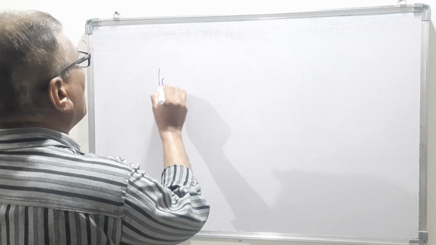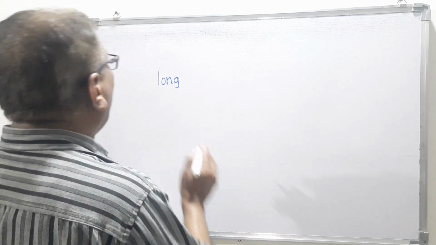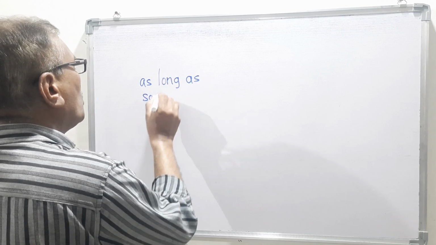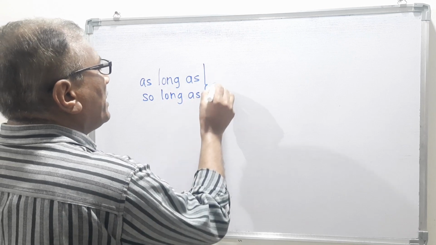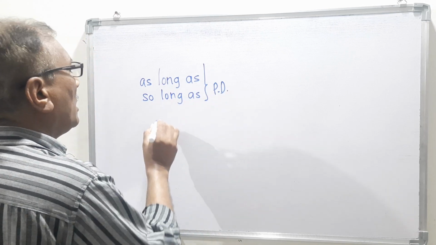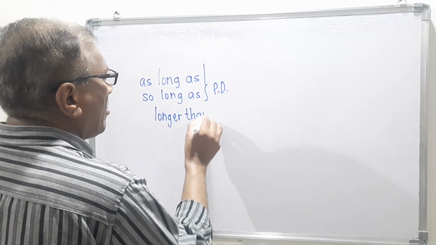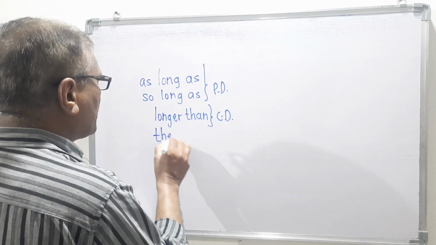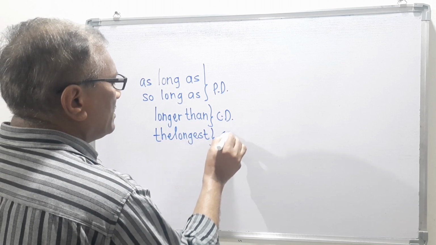So remember here, now I will take the word long. So long will be as long as, so long as, PD. Remember. Then longer than, CD. And the longest, this is the SD form.